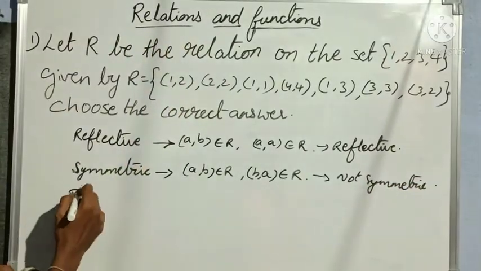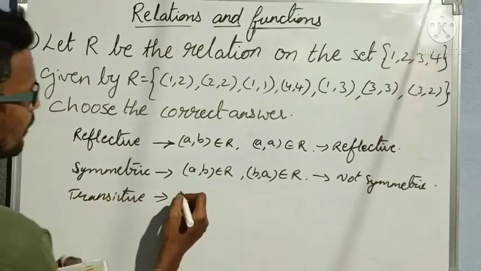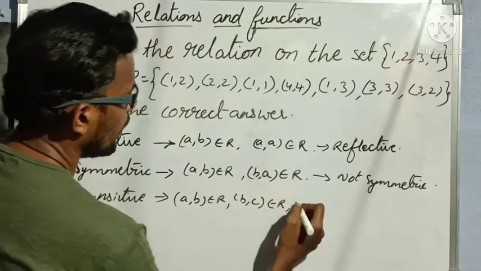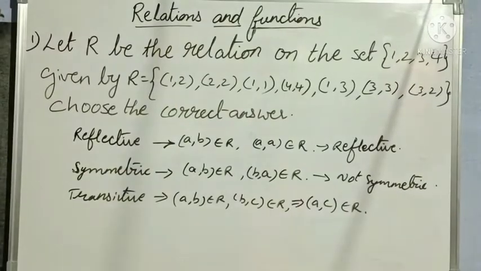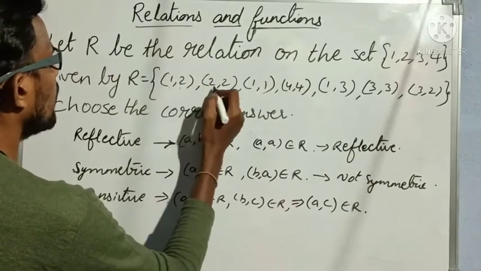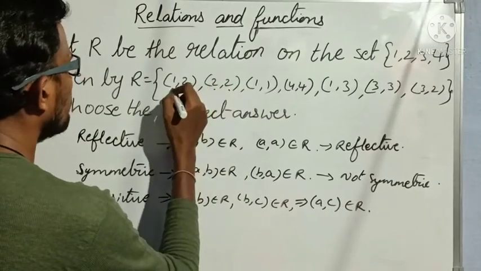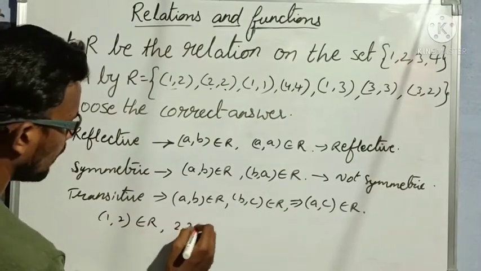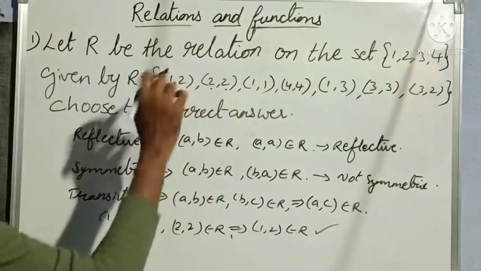Now let us check transitive. What is the condition for transitive? If (a, b) belongs to R and (b, c) belongs to R, then there should be (a, c) belonging to R in our relation. Here (1, 2) ends at 2, and another pair starts from 2, that is (2, 2). Then (1, 2) should be in the relation. See, (1, 2) belongs to R and (2, 2) belongs to R, which implies (1, 2) belongs to R. Yes, it is there, so this is satisfied.